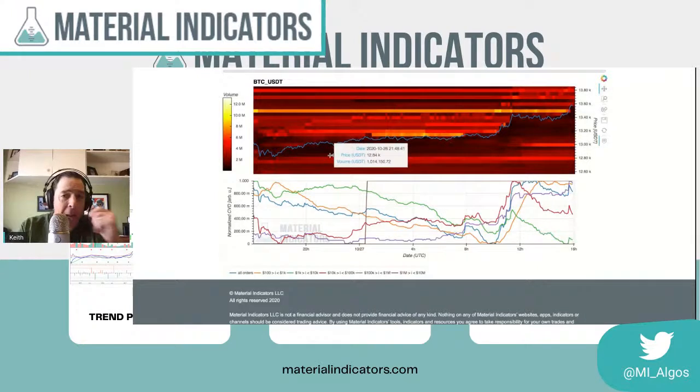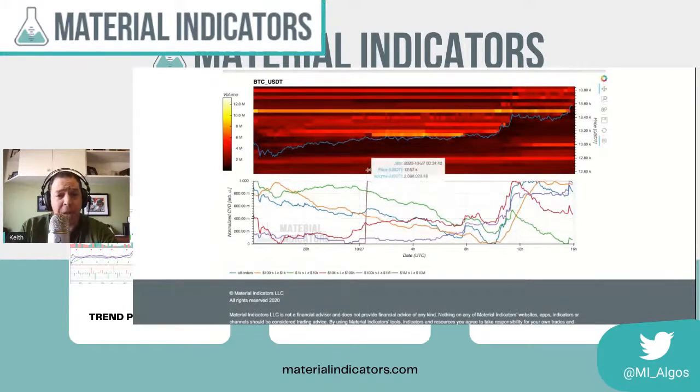By binning these orders into different classes, we can see the orange line here is $100 to $1,000 orders. Green line, $1,000 to $10,000 orders. Red line, $10,000 to $100,000 orders. Purple line, $100,000 to $1 million orders. And the brown line, that's mega whales, $1 million to $10 million orders.